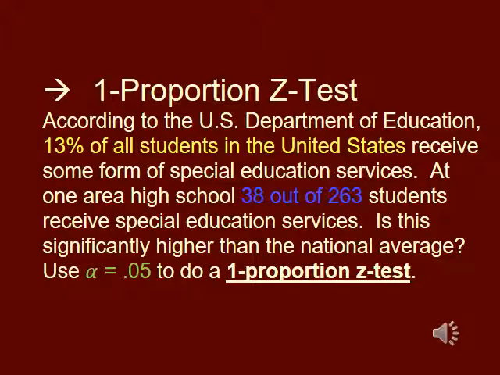I tried to purposely choose examples that are different from both what's on your quiz and what's on the sample test so that you could get as much practice as you could with different things. This one says, according to the U.S. Department of Education, 13% of all students in the United States receive some form of special education services. At one area high school, 38 out of 263 students receive special ed. Is this significantly higher than the national average? And it says use alpha equals 0.05 to do a 1 proportion z-test.